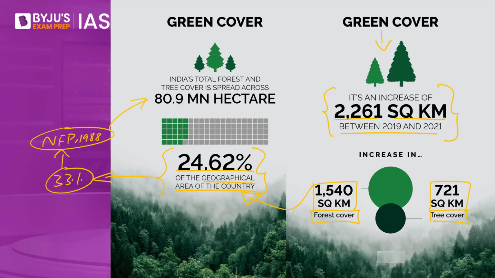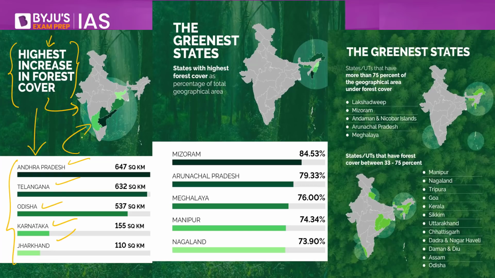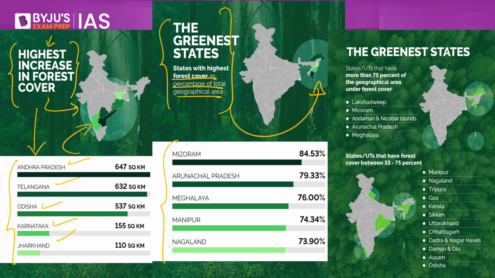In terms of area, India's total forest and tree cover is spread across 80.9 million hectares. And as per the 2021 State of Forest report, these are the states which have registered the highest increase in forest cover. This includes Andhra Pradesh, Telangana, Odisha, Karnataka, and Jharkhand. And the Indian states which have the highest forest cover as a percentage of their total geographical area are primarily located in the northeast of India, and this includes Mizoram, Arunachal Pradesh, Meghalaya, Manipur, and Nagaland.